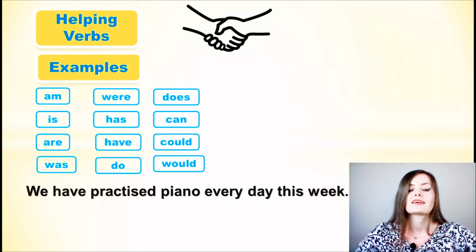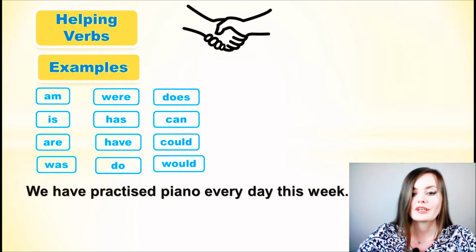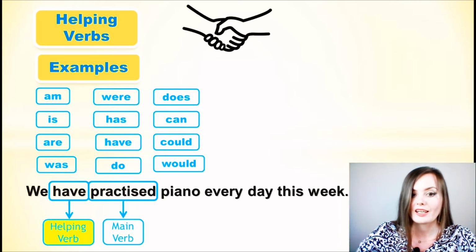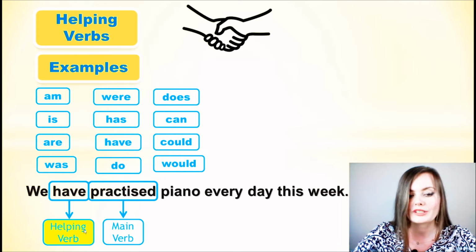Let's read the sentence. We have practiced piano every day this week. So, practiced is the main verb. Have is the helping verb. So, have helps the main verb practiced, and we get have practiced. It's very important that the helping verb is always in front of the main verb. It's not after it, it's just right in front of the main verb.